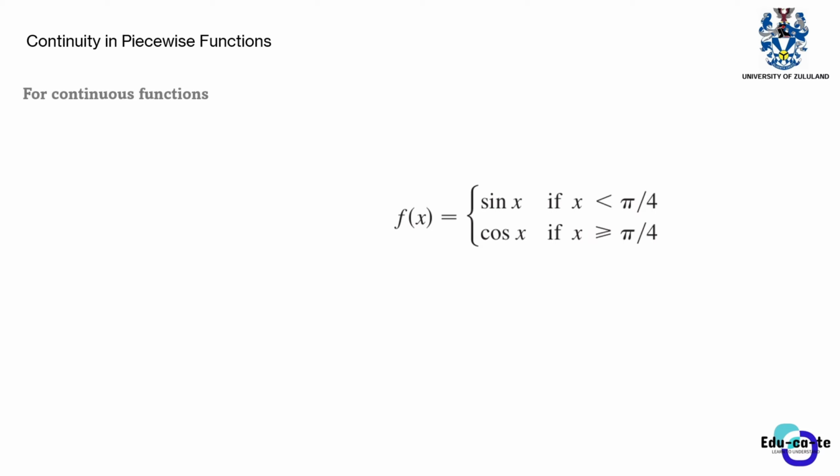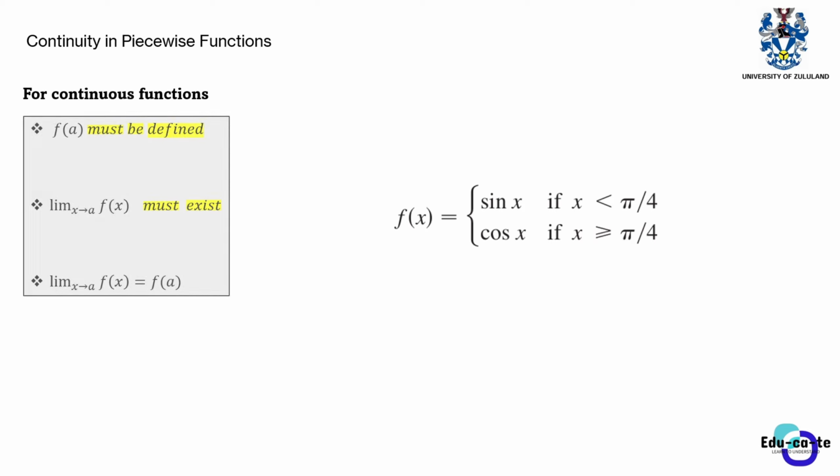Now, talking about continuity in piecewise functions, how do you see that a function is continuous? Remember, we've got three conditions. f at a must be defined, simply meaning that when you put a certain x value, the one that you are evaluating continuity at, you must get a certain y value. The limit as you approach it must exist. The limit value must be the same as the function value.